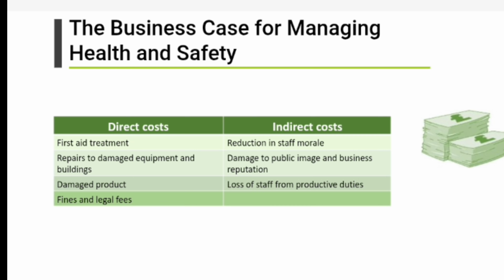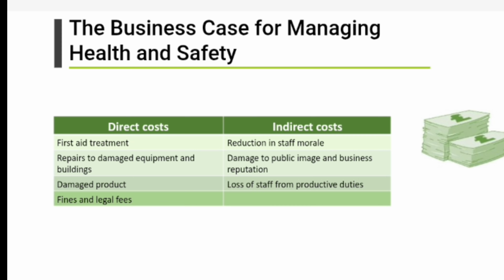Loss of staff from productive duties. When employees are injured or fall ill, they may need time off work to recover. This can lead to a loss of skilled workers from their regular duties, causing disruptions to projects and workflows. Organizations may need to hire temporary or replacement staff, incurring additional recruitment and training costs. By recognizing both the direct and indirect costs of accidents and ill health, organizations can take proactive measures to prevent incidents and minimize their financial impact.